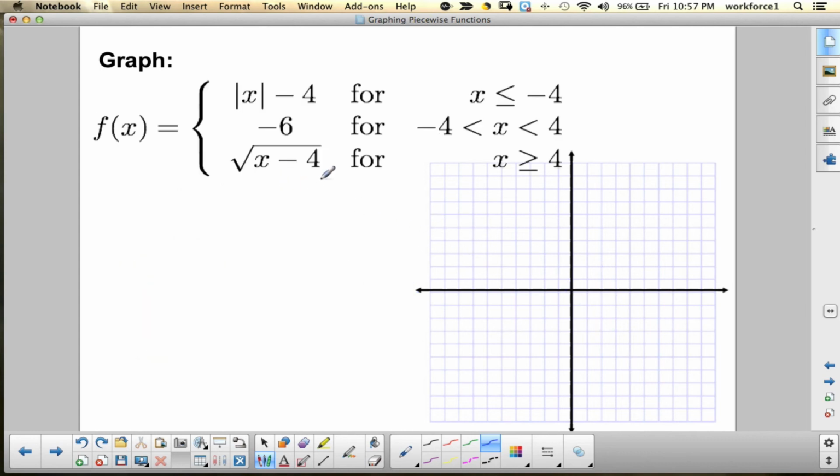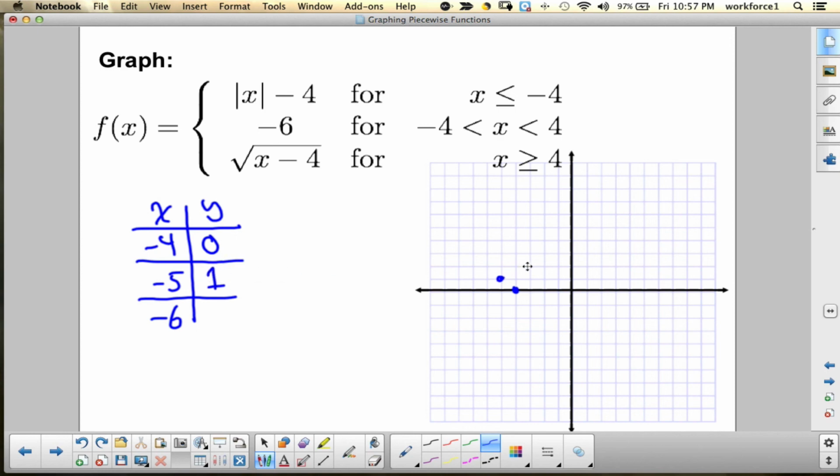In this example, our function has 3 pieces. The first piece is absolute value of x minus 4. So for that, I'm going to pick values that are negative 4 or less. So I'm going to go negative 4, negative 5, negative 6. We plug it in, that becomes 4 minus 4, y becomes 0. Negative 5 in absolute value becomes 5. 5 minus 4 becomes 1. Absolute value of negative 6 is 6. 6 minus 4 is 2. And this endpoint is included.